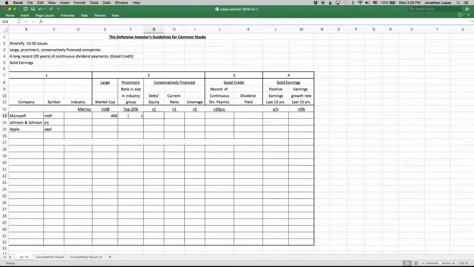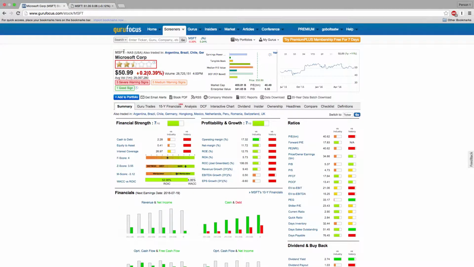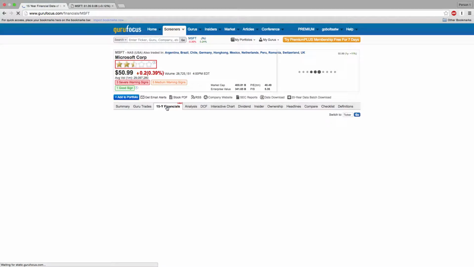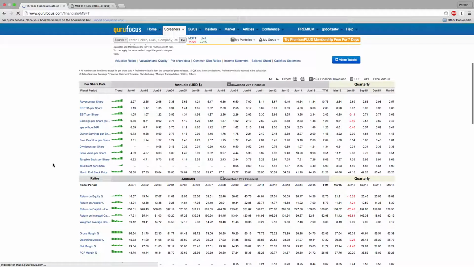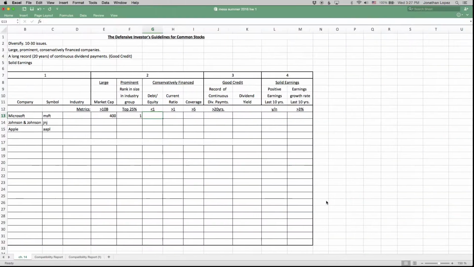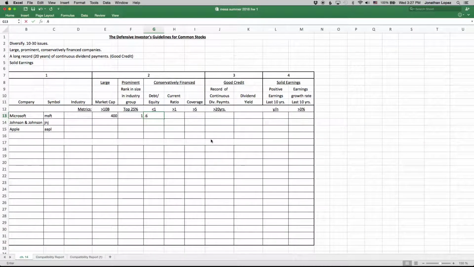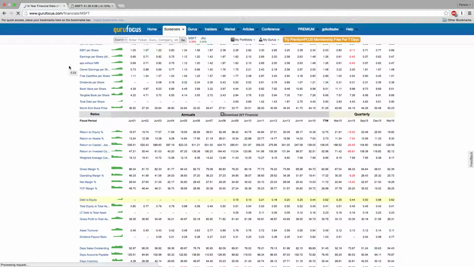Look at their debt to equity ratio to see if they're conservatively financed. Go back to Guru Focus, Microsoft, click on the 15-year financials. Scroll down to ratios. We're looking for debt to equity, and we want the trailing 12 months, which is the most recent number, 0.62.